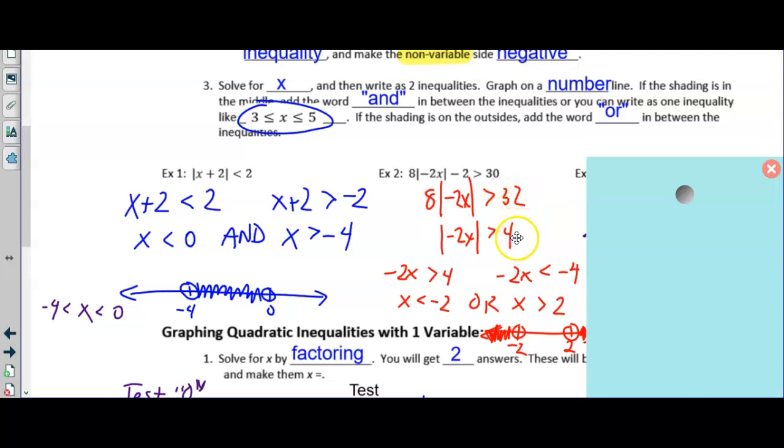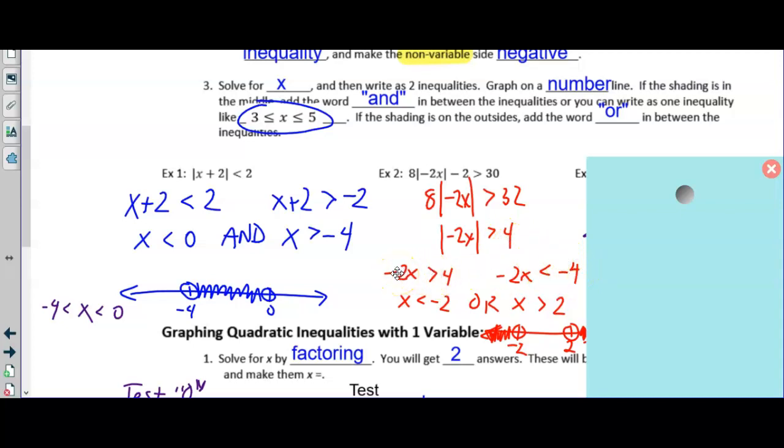Once I divide 8, I get 4, and I set up my two inequalities because now the bars are isolated. So negative 2x is the inside part. It does not change to positive 2x. You just leave it exactly as it is. Greater than 4 because that's how it started. Then less than negative 4 because I need to switch everything.